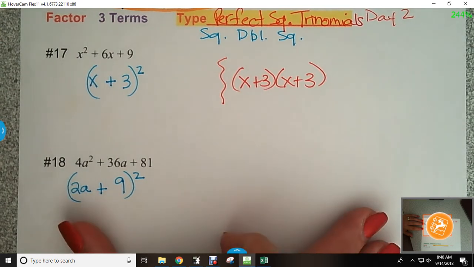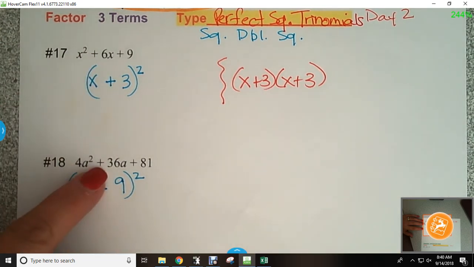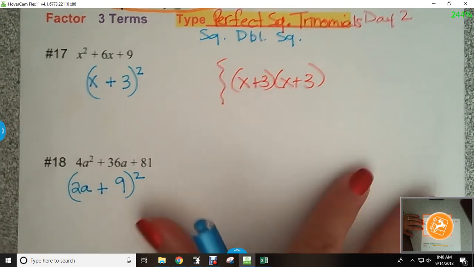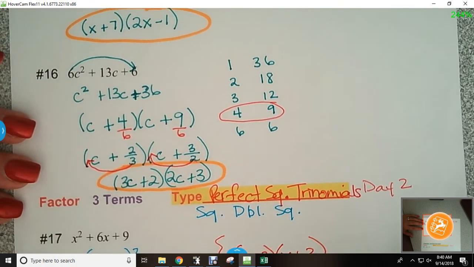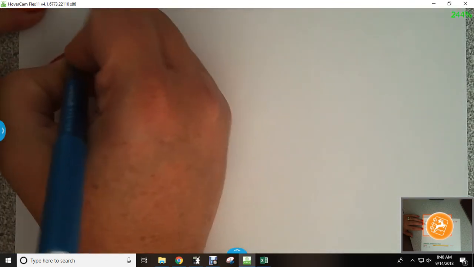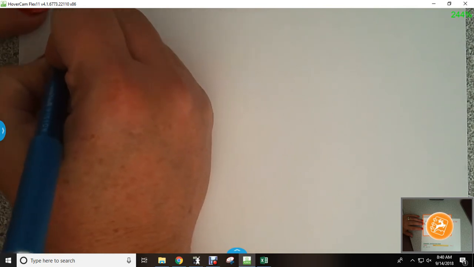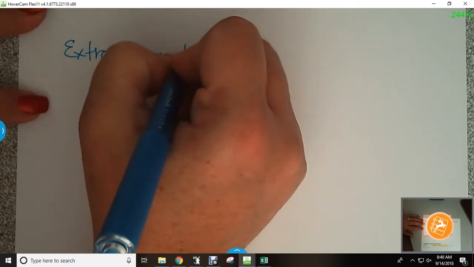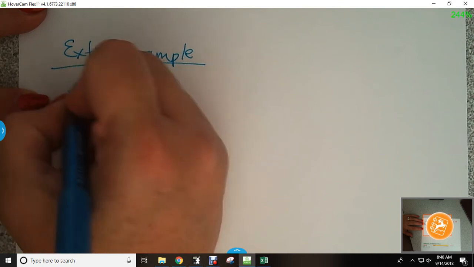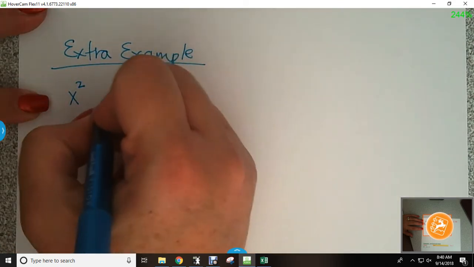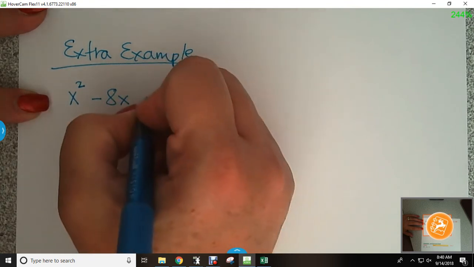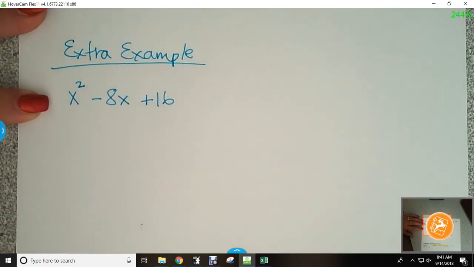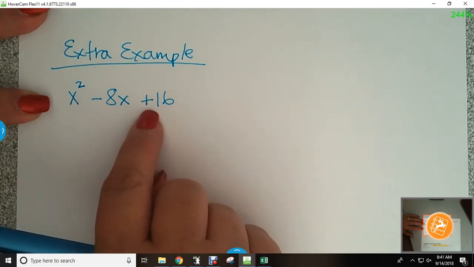So now, I want to do one more problem because both of the ones I've shown you have positives for your middle term. I want to show you one where your middle term is negative, just so that we've covered all our bases here. This is an extra example. If I have x squared minus 8x plus 16. I want to check and see if it is a square double square. This is positive, which it has to be.